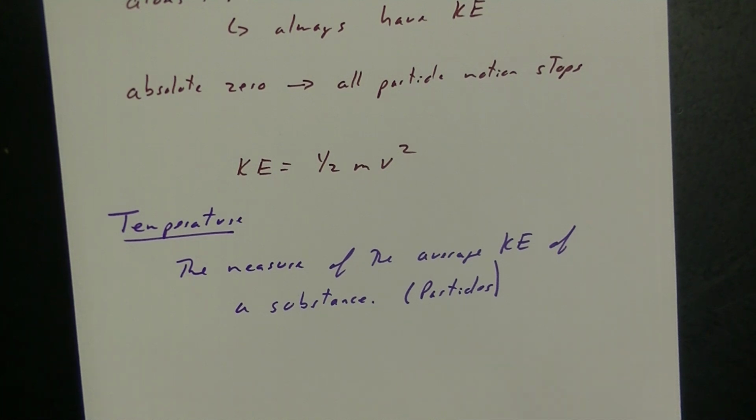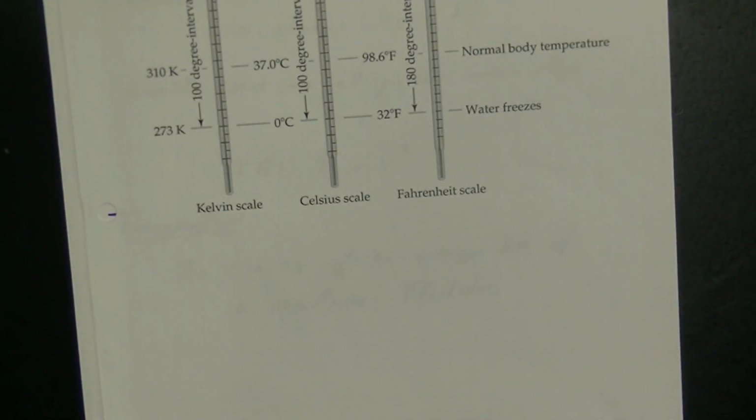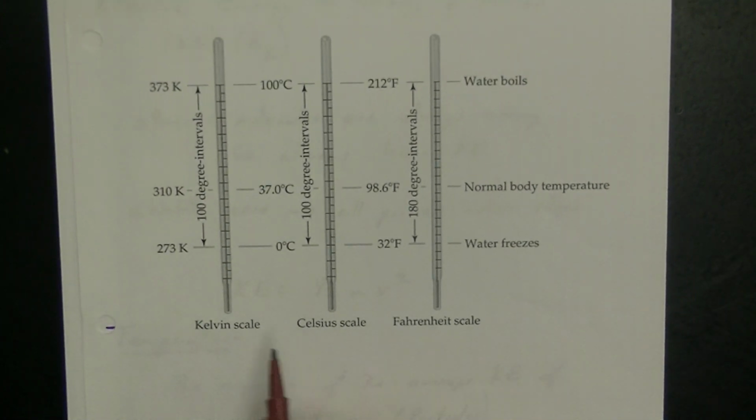Now, most of the time we're going to use the Celsius and the Kelvin scale. Here's a quick view of our thermometers. So we're going to be using the Kelvin scale, we're going to use the Celsius scale, and there is the Fahrenheit scale, and you do need to convert, and I will give you those conversions.